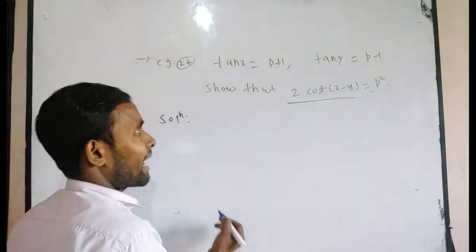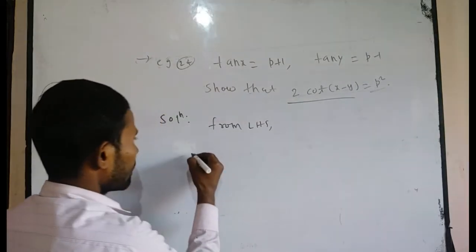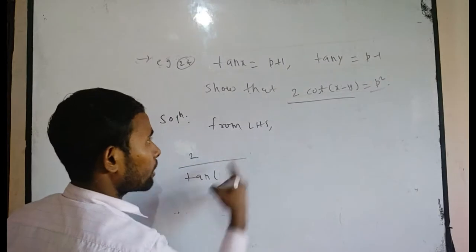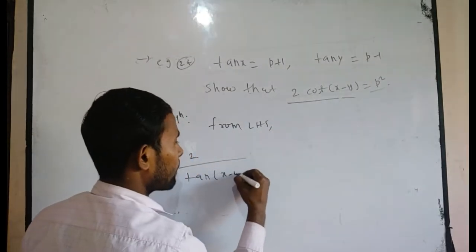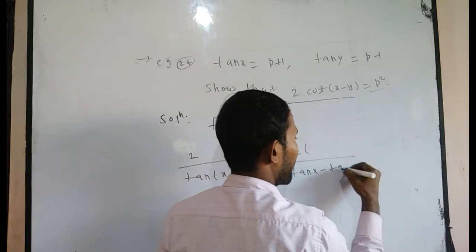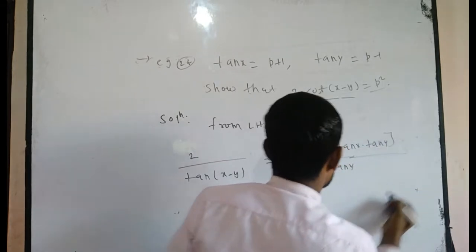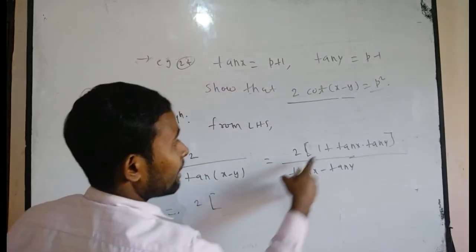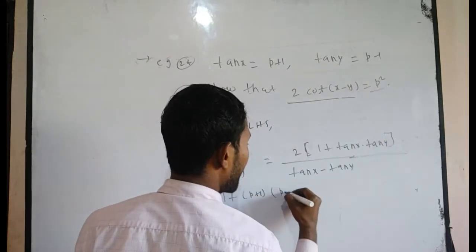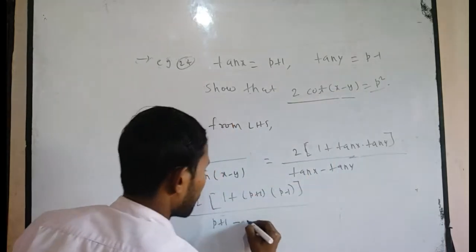Firstly, you have to proceed from LHS. From LHS, can you write 2 cot(x - y) as 2 divided by tan(x - y), which is equal to 2 by (tan x - tan y) divided by (1 + tan x tan y), which is equal to 2 times (1 + tan x tan y), where tan x is p + 1 and tan y is p - 1, divided by tan x - tan y, that means p + 1 minus p minus 1.